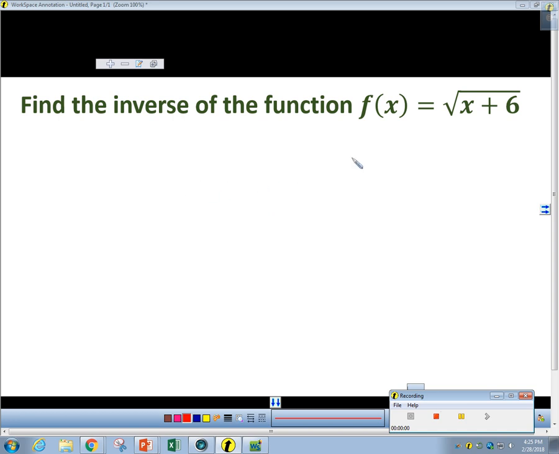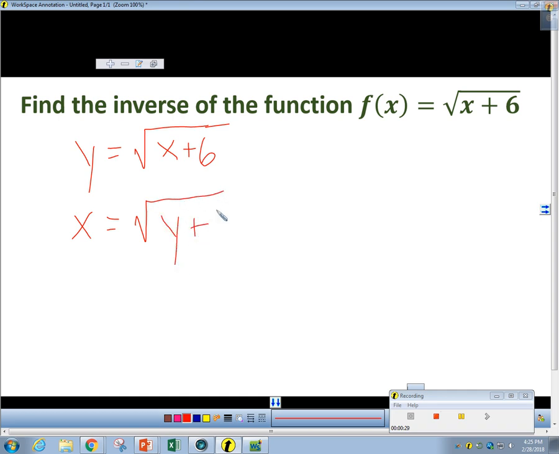Alright, let's find the inverse of this function, which has a radical in it. Like any inverse, you're always going to start by changing your f of x to y. And then the big thing you do that makes an inverse is you swap the x and the y. You just switch their places. So this would be x equals, we still have our radical, and then y plus 6. So those just switch. Now what we have to do is solve for y.